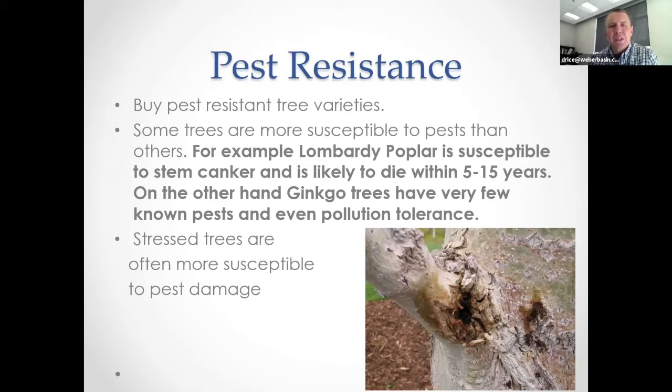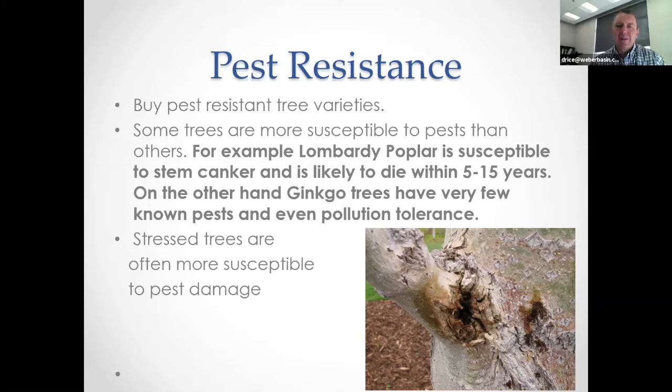Another issue is pest resistance. You want to buy pest resistant tree varieties. Now, you sometimes think, well, how am I going to know this? Over time, there have been cultivations and varieties of a species of trees, so some of those have become more pest resistant or disease resistant. For example, the poplar, in this case, it says the poplar is susceptible to stem canker and is likely to die. If you know that, then you don't want to buy a poplar. You could buy a different tree that has a similar growth habit, like a ginkgo, where it's not going to have that same problem with disease.